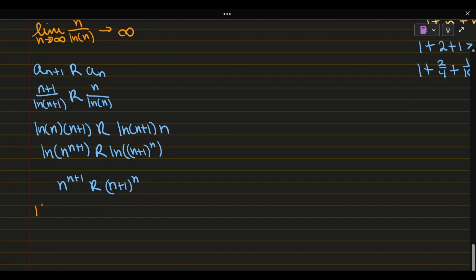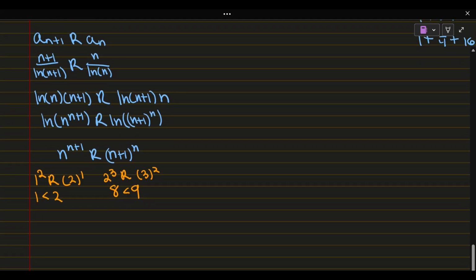So if n is 1, this is 1 squared, and it's related in some way to 2 to the 1. So clearly 1 is less than 2. If I plug in 2, this is 2 cubed, and this is going to be 3 squared. 2 cubed is 8, and 3 squared is 9. Okay, good. It's looking good so far. What happens if I plug in 3?